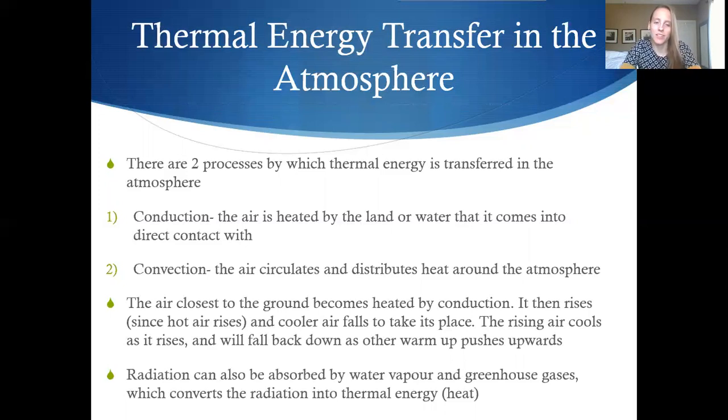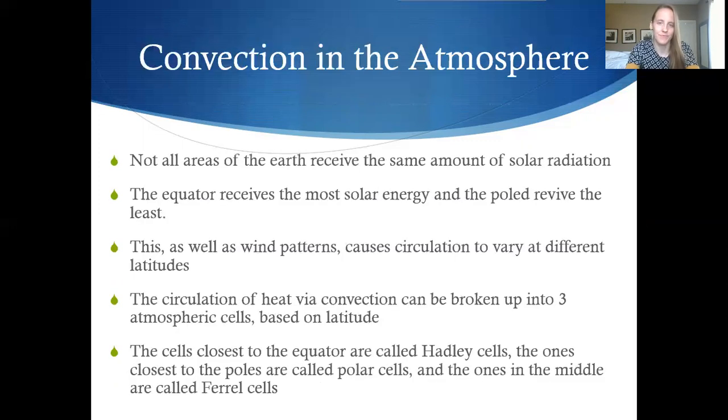Solar radiation can also be absorbed by water vapor and greenhouse gases, which can convert that radiation into thermal energy or heat.